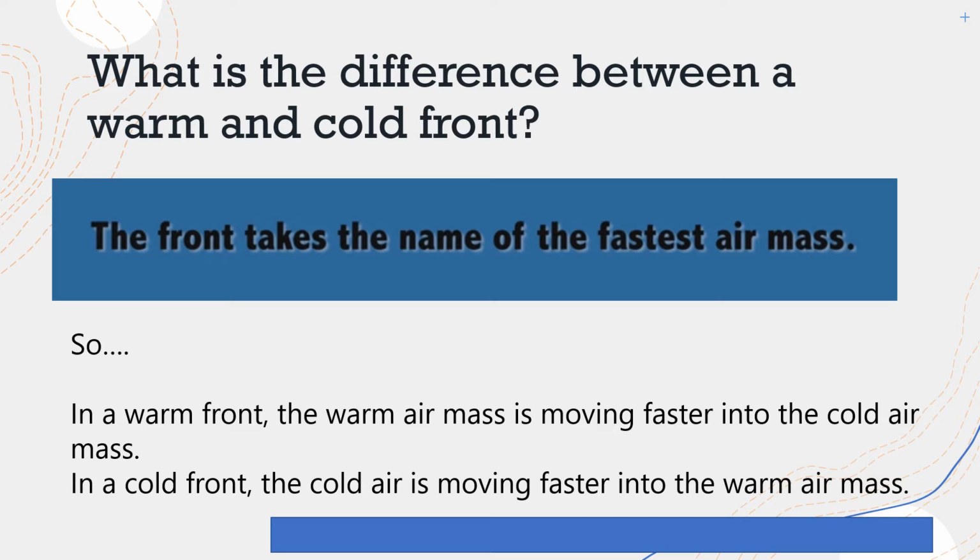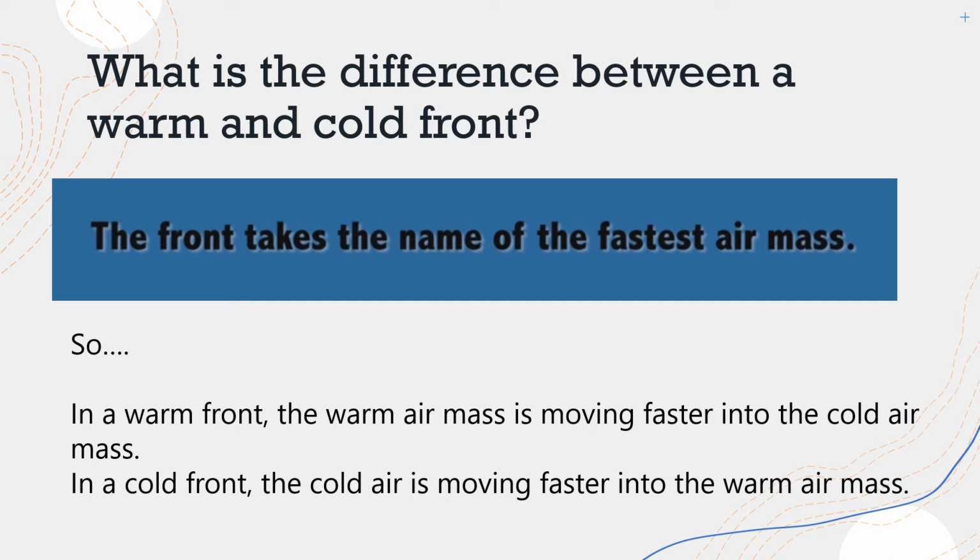Warm fronts and cold fronts appear quite similar. Have you worked out what the difference is between them? The front takes the name of the fastest air mass. So, in a warm front, the warm air mass is moving faster into the cold air mass. What happens in a cold front? In a cold front, the cold air is moving faster into the warm air mass.